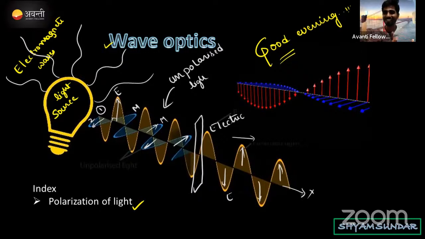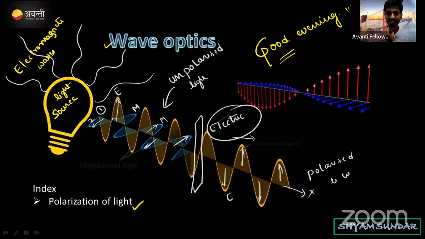Distillation here. It is not a chemistry distillation. Here we are going to distill the electric field from the magnetic field. We are taking only one field, right? This is now polarized light. This phenomenon of making unpolarized light into polarized light we call polarization. Clear enough? This is the actual topic which I want to talk about in this class.